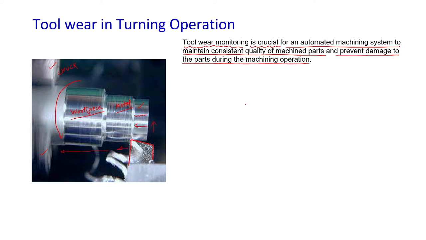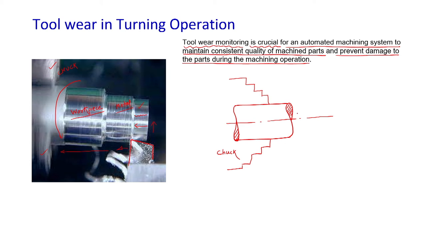So now let us see where exactly the wear is occurring. So let us consider a cylindrical part, and this cylindrical part we have to turn, we have to reduce its diameter. So we have held this part in a chuck. So this is a chuck arrangement. And this is the cylindrical part.